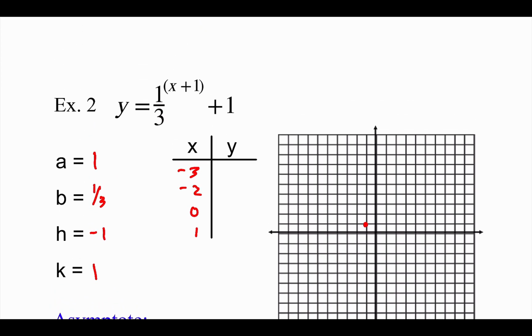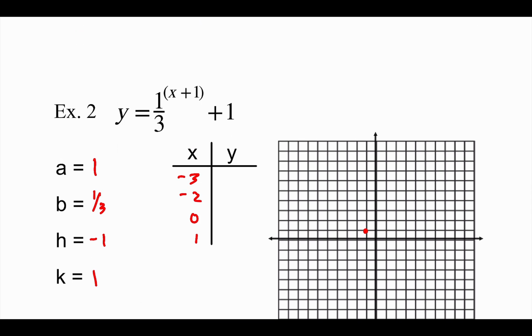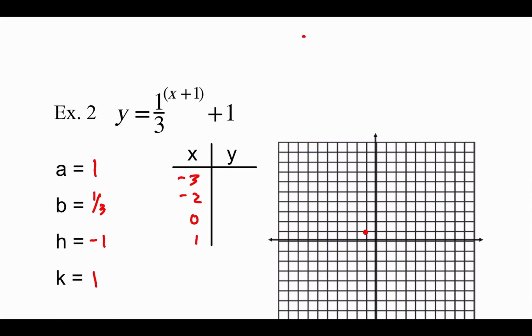All right, once again, I'll do the first couple here so that you can see it, and then we'll go from there. So if I plug -3 in, we have y equals 1/3. What power would it be raised to if I plug -3 in? -2. Yep, we get to the -2nd power, and then you still have a +1.